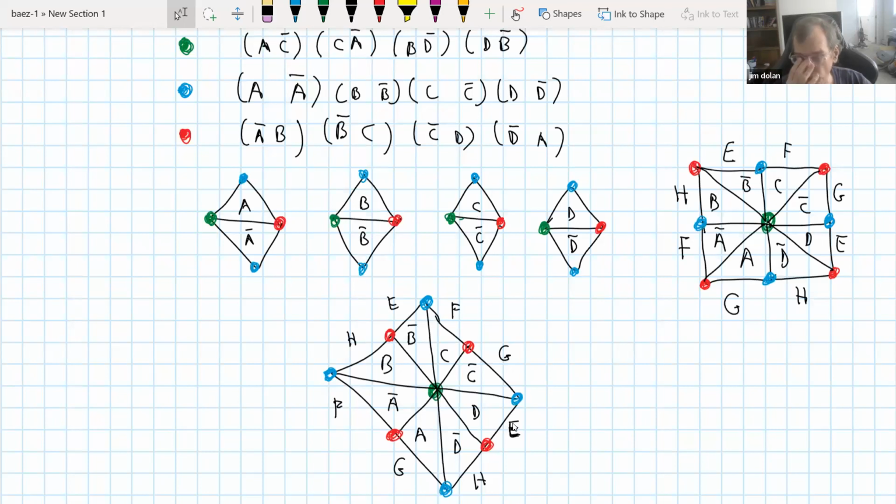It really helped to remind myself that this is kind of an induced action, inducing the action from the rotation group to the reflection group. Just helped me understand what's going on.